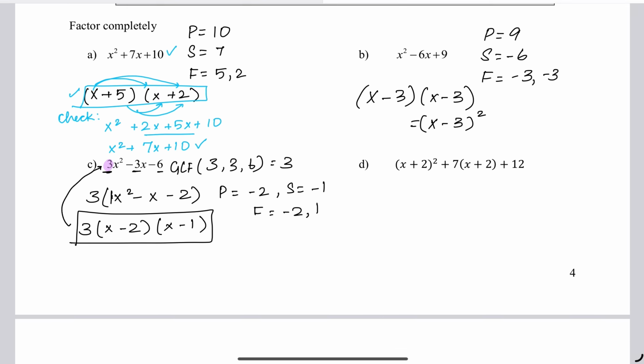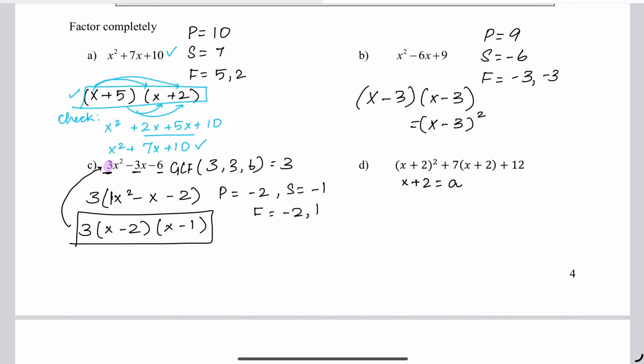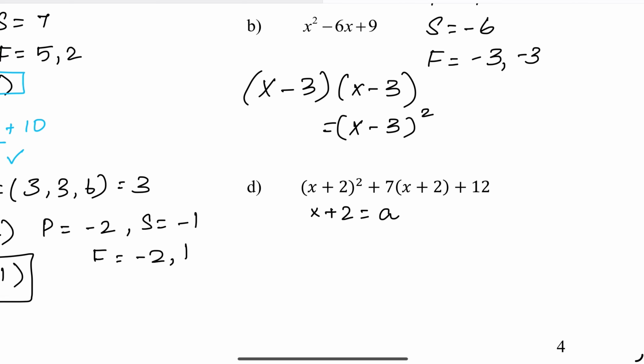Okay. Now the next one, part D, looks a little bit complicated, but we can say that x plus 2 is a. Any variable, you can take p, you can take d, whatever you want. Not x though, because x is already here, so it can get confusing. So let's substitute that: a squared plus 7a plus 12. My product is 12, my sum is 7. My factors can be 4 and 3. So it'll just be (a + 4)(a + 3).